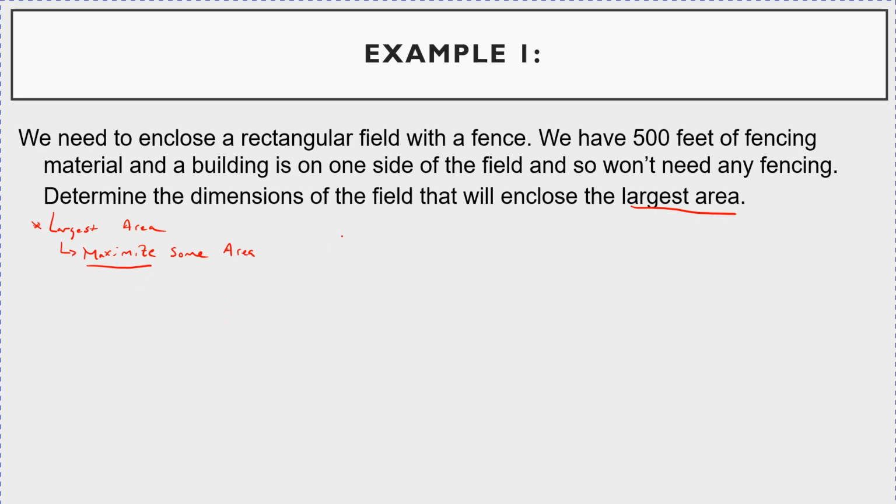All right, so we have this field, and on one side of the field is a building. So in this case, a drawing is going to help me here. We have this field, and we have this building on one side of the field, and what we want to do is put a fence around the field like this. So this is the area we want to maximize. We want to maximize this area.